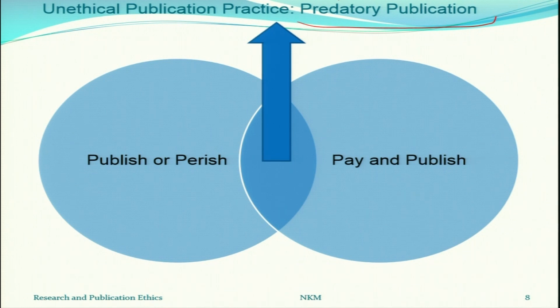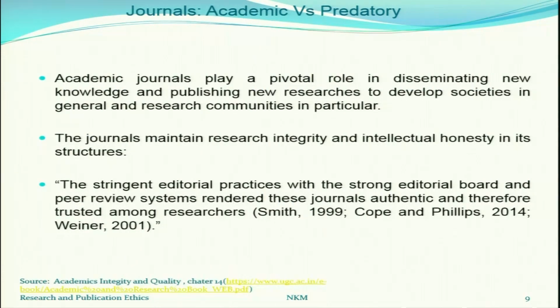And we see great development in terms of predatory publications. So now let's try to understand: when you are a first researcher, you need to understand how to differentiate between academic journals and predatory journals. Academic journals play a vital role in disseminating new knowledge and publishing new research to develop societies in general and research communities in particular.